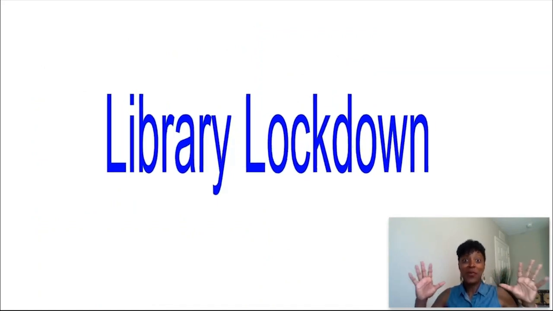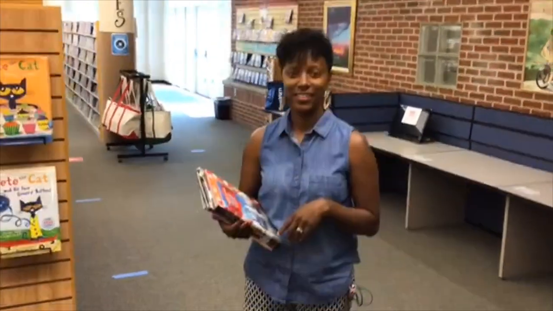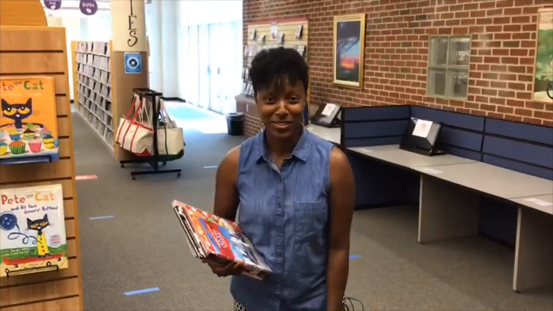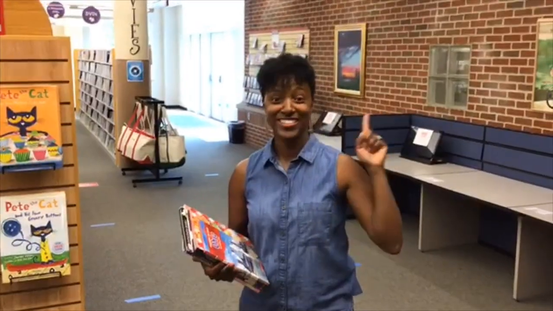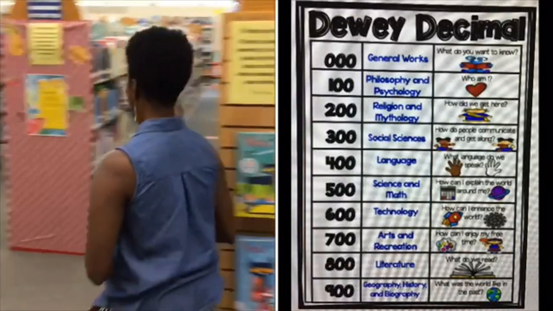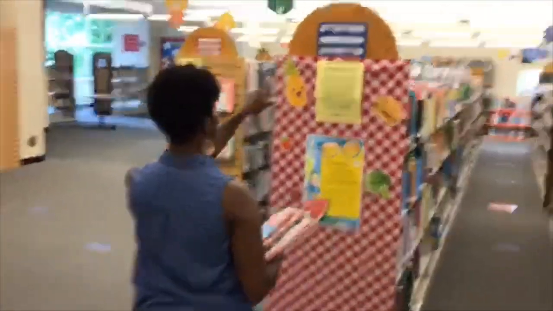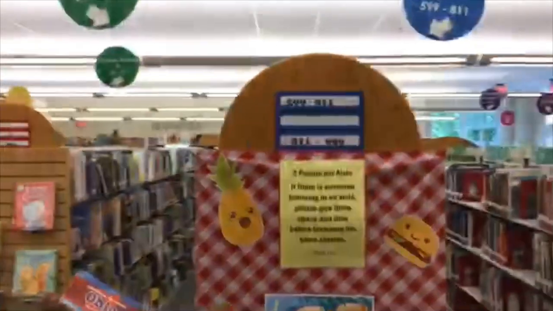Library lockdown! Oh my goodness, I can't find my car keys. The library's almost closing. I've got these four books. If we use the Dewey Decimal System, maybe I can find my car keys. Let's use our cheat sheet. Come on, let's go with me. Our first book, Ohio, should be around the 900s.